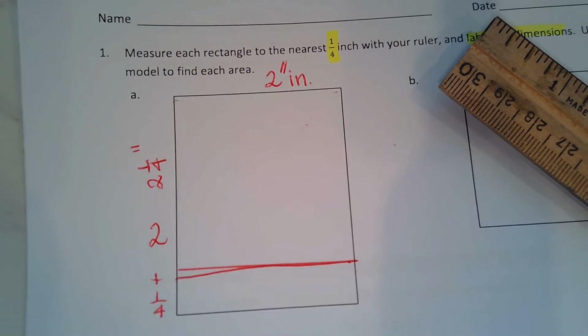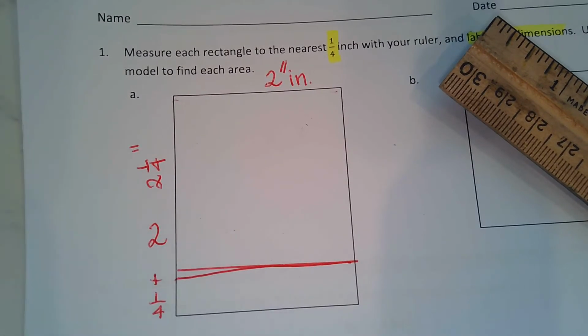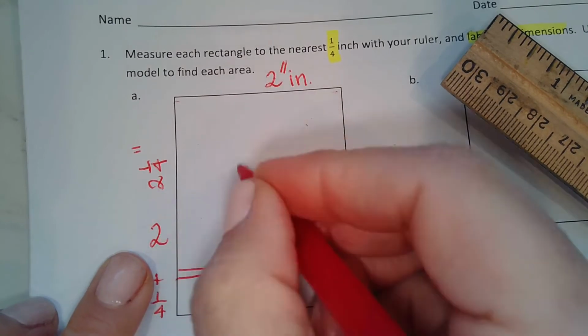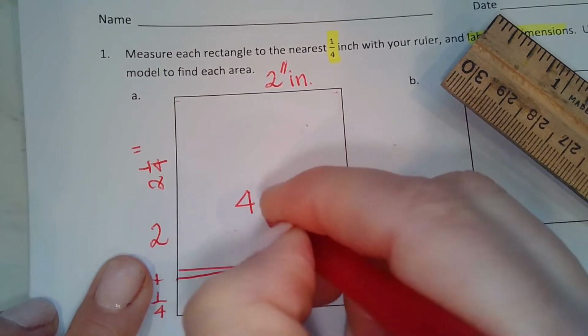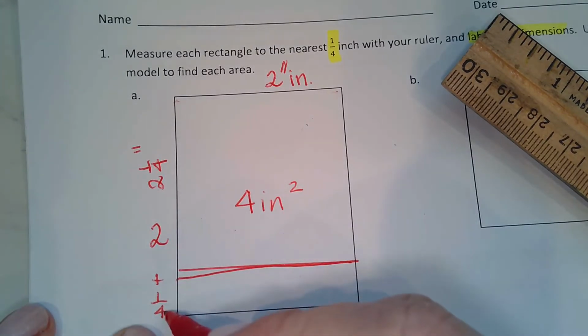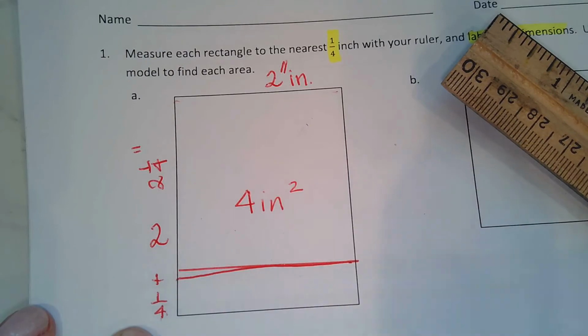All right, now we're going to find the area. We're going to use the box method and add up our multiplications just like we did yesterday. So 2 times 2 is 4 inches squared. Then we have 1/4. Did I measure that right?